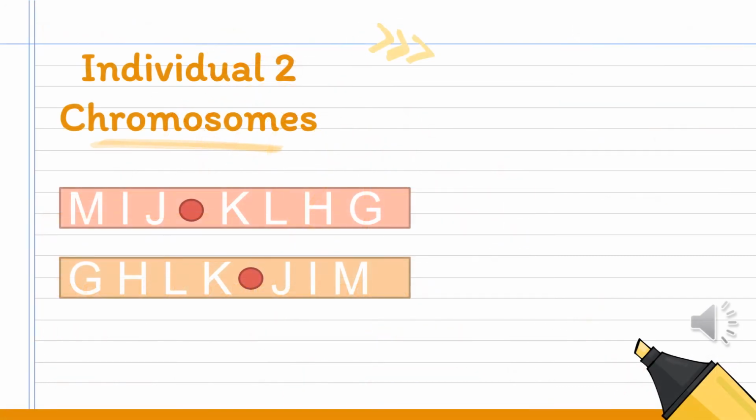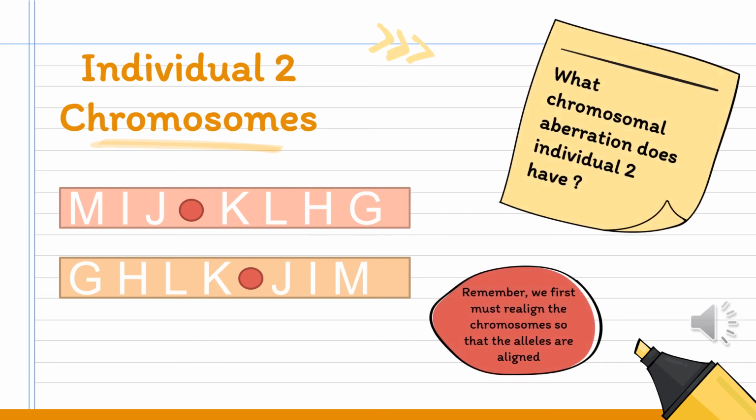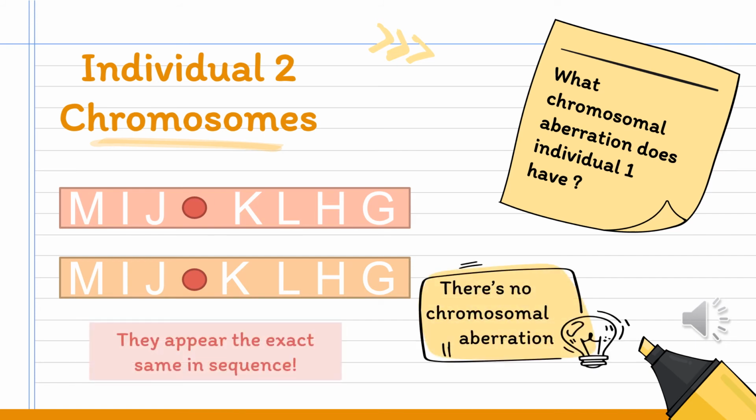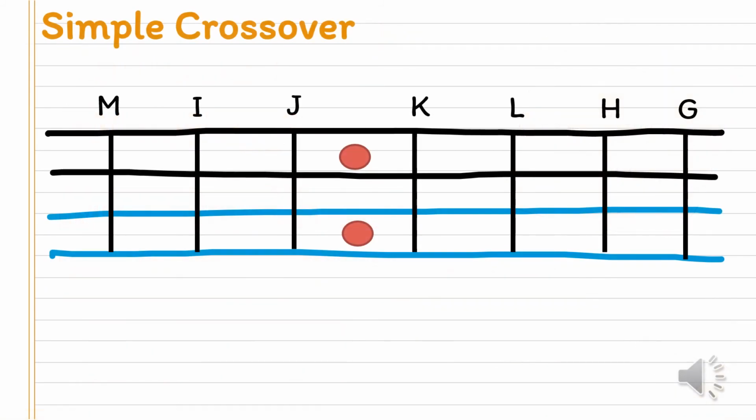Now let's look at individual 2's chromosomes and decide if they have a chromosomal aberration. Remember, we first need to realign the chromosomes. From the alignment, we see that they are identical segments, so there's no chromosomal aberration. This also means that there will be no loop present in the chromosomal pathway when looking at the crossover between the J and K regions.